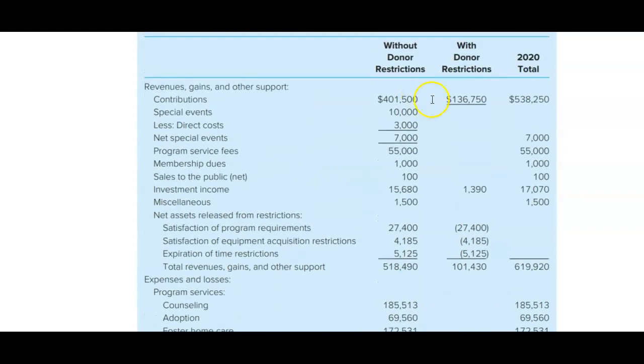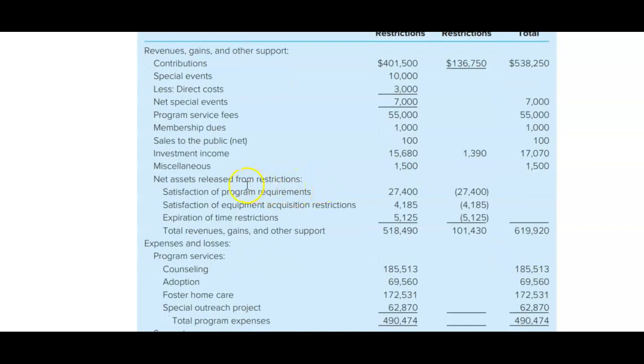A couple other things to note. In the column for without donor restrictions, you have the contributions that came in that were not restricted, any investment income, anything else that's not restricted. And then this section right here, you have the, let's see if I can, right in here.